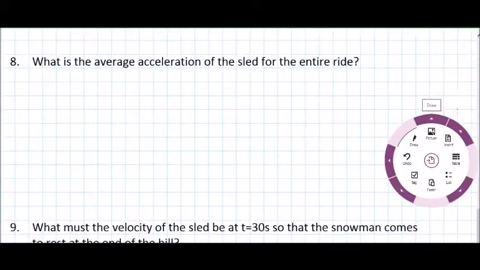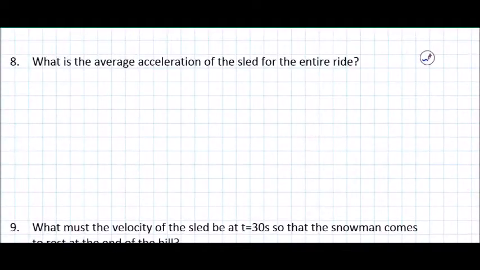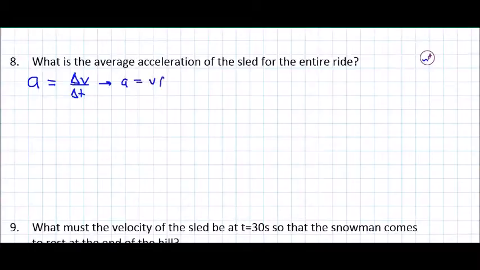What is the average acceleration of the sled for the entire ride? Acceleration equals the change in velocity over the change in time. So it would be A equals Vf minus Vi over the change in time. So what we can do here is just plug in our numbers to find A.